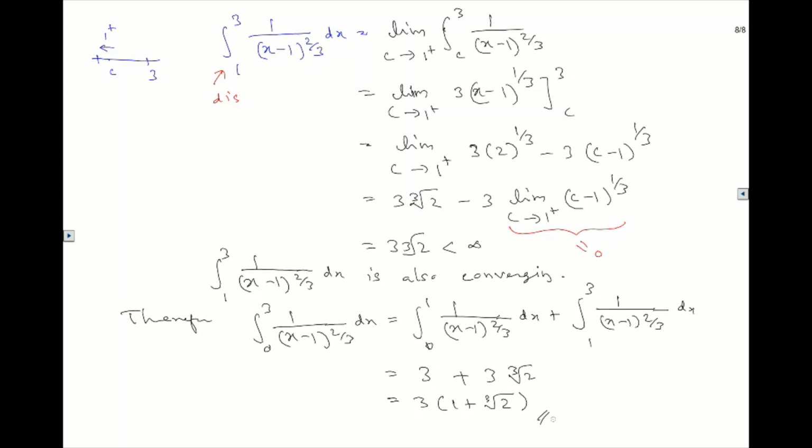Okay, so this is the end of the section, the end of type 2 improper integrals.